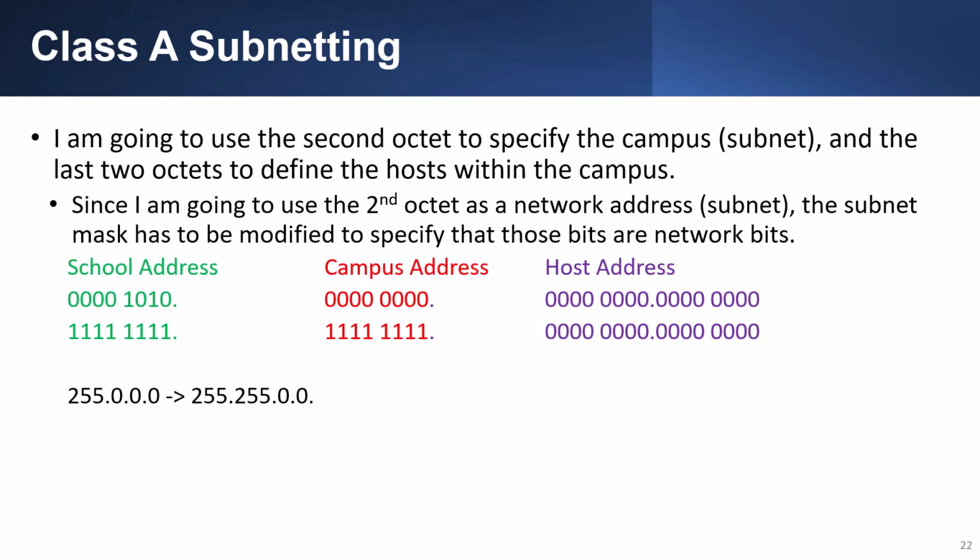I'm going to use the second octet to specify the campus or subnet, and the last 2 octets to define the hosts within the campus. Since I'm going to use the second octet as the network address or subnet, the subnet mask has to be modified to specify that those bits are network bits. I will be changing the subnet mask from 255.0.0.0 to 255.255.0.0.